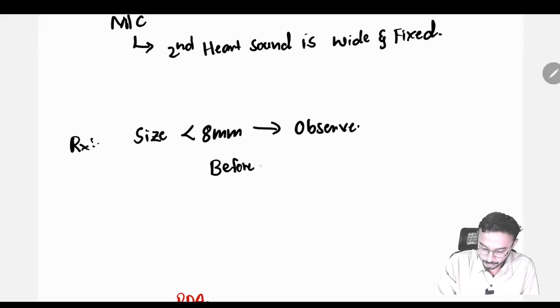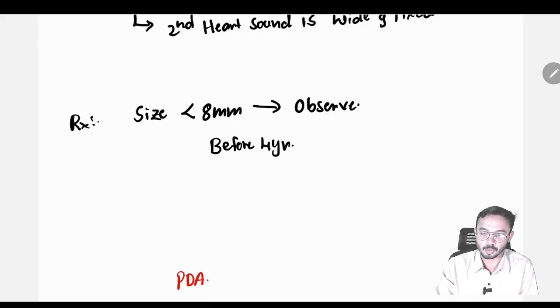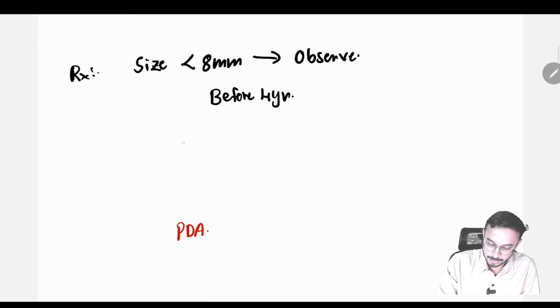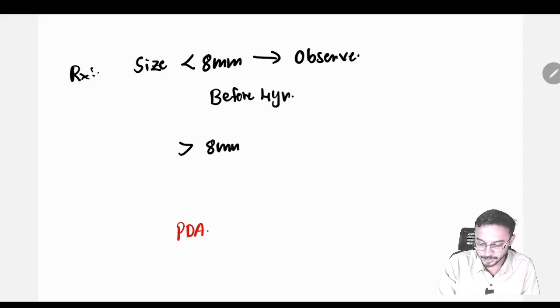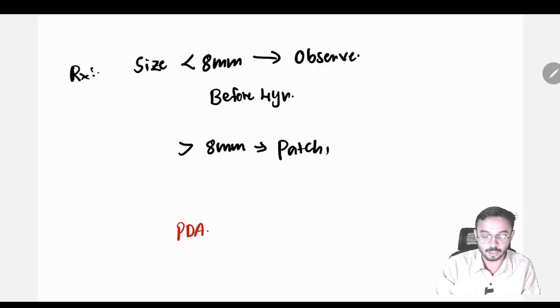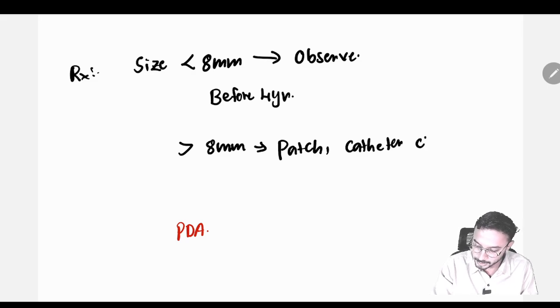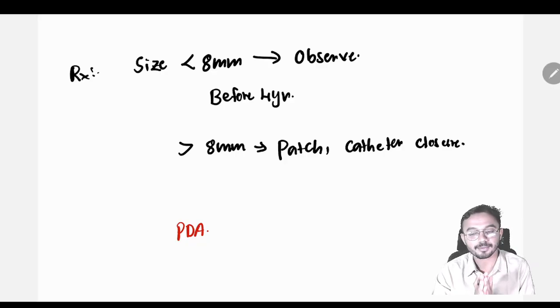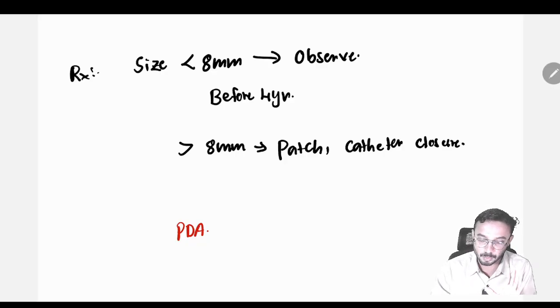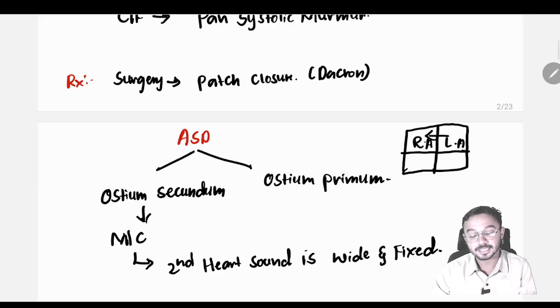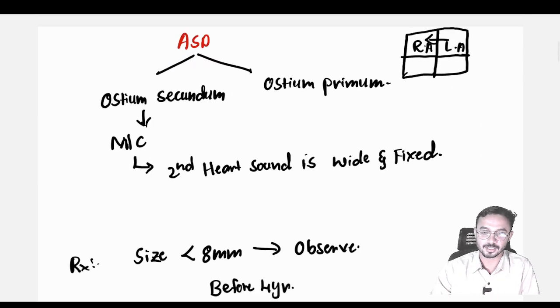Before 4 years. Okay, and next we move to the size. If the size is greater than 8 mm, the same as I have explained earlier, that is patch closure. Next is also passing through a catheter, that is catheter closure. So this is about treatment of ASD. Remember, they have been asking which is the most common type of ASD: ostium secundum. Okay, so this is about ASD.